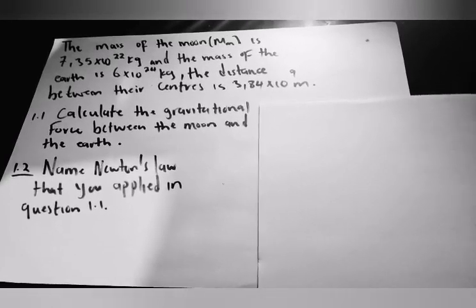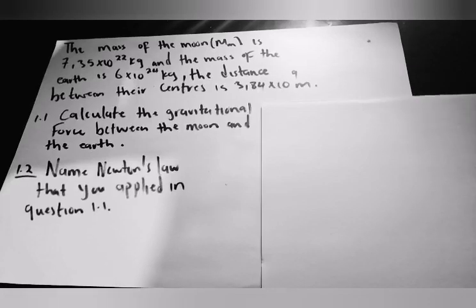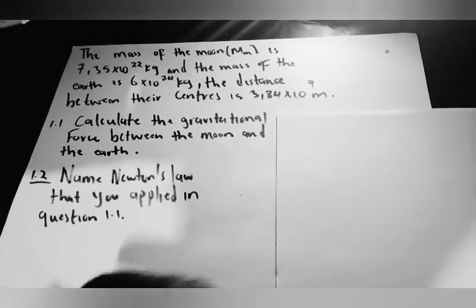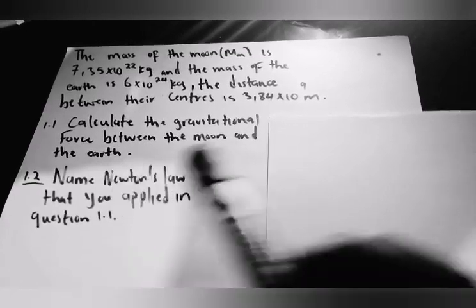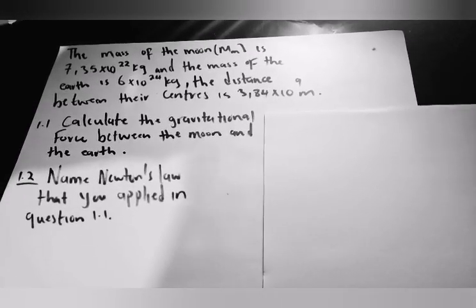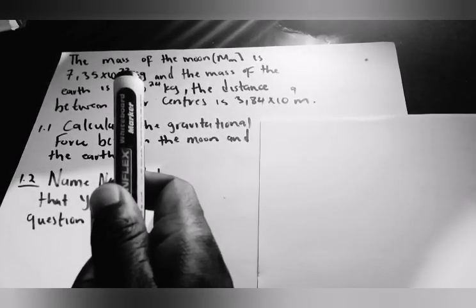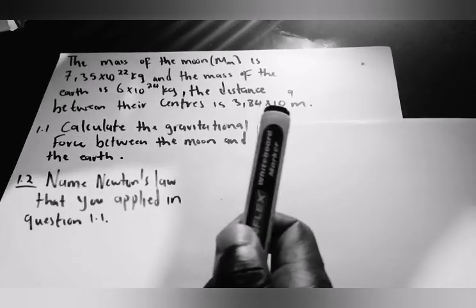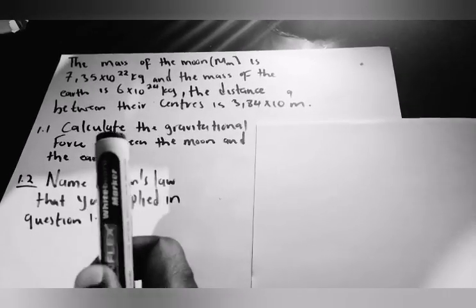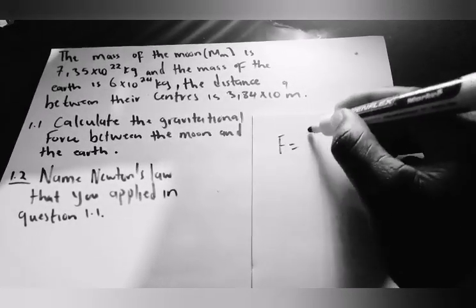The mass of the moon is 7.35 times 10 to the power 22 kg, and the mass of the earth is 6 times 10 to the power 24 kg. The distance between their centers is 3.84 times 10 to the power 9. Now they say calculate the gravitational force between the moon and the earth. So what you need to check now, you are given mass 1 here, which is the mass of the moon, and the mass of the earth, and you are also given the distance. Now they say calculate the gravitational force or the gravitational pull. Remember, a force pulls or pushes.